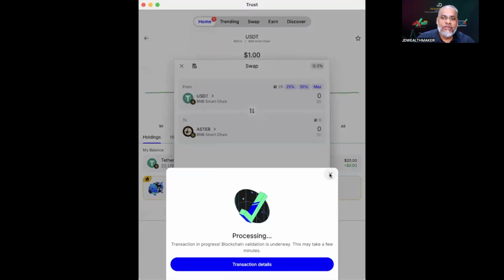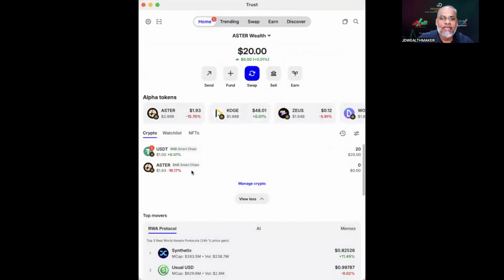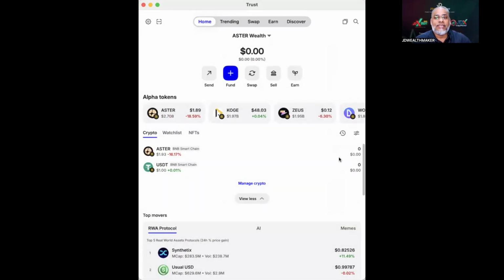Okay, great. So now you see I have done this. I'm going to go back and check my ASTER. See that? Now I have an ASTER here. Can you see that? You just tap. I got 19.92 ASTER, and I bought it when the price is now at $1.89. Isn't that good, right? The price has come down. So that is basically how you actually purchase your token.